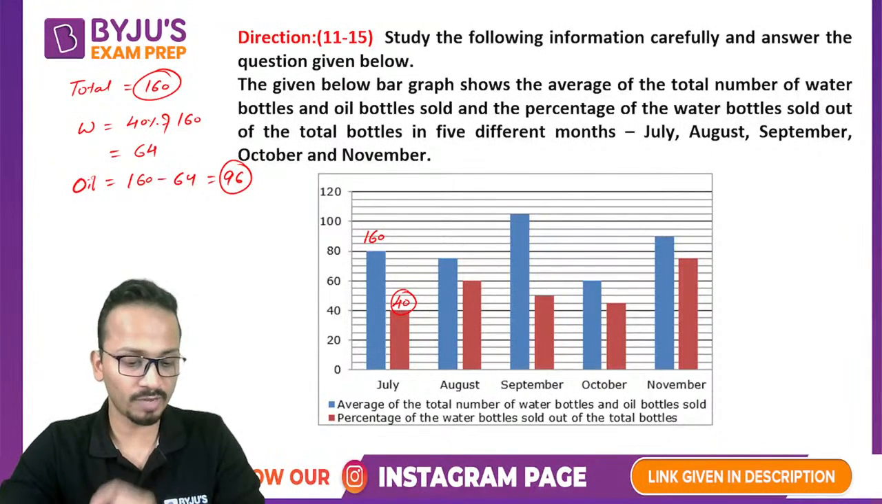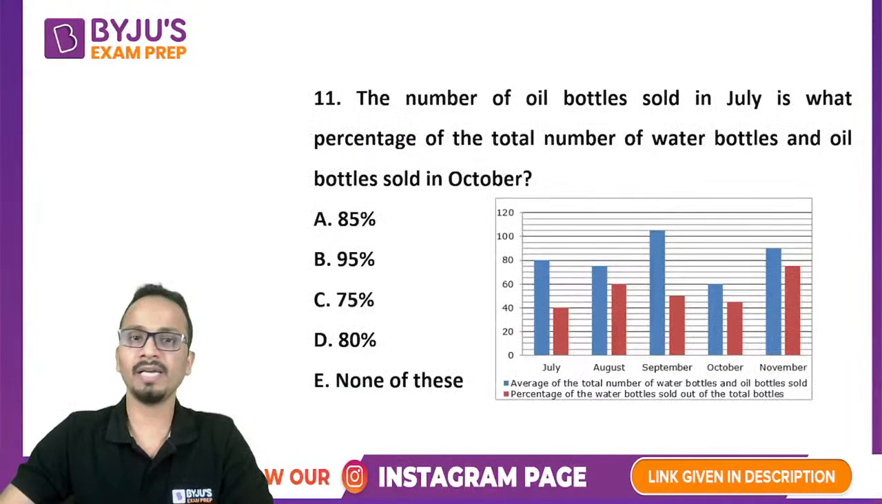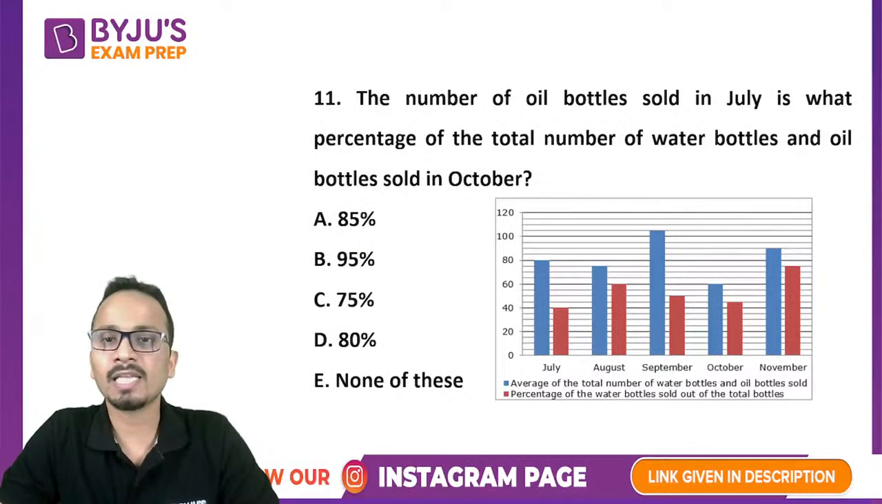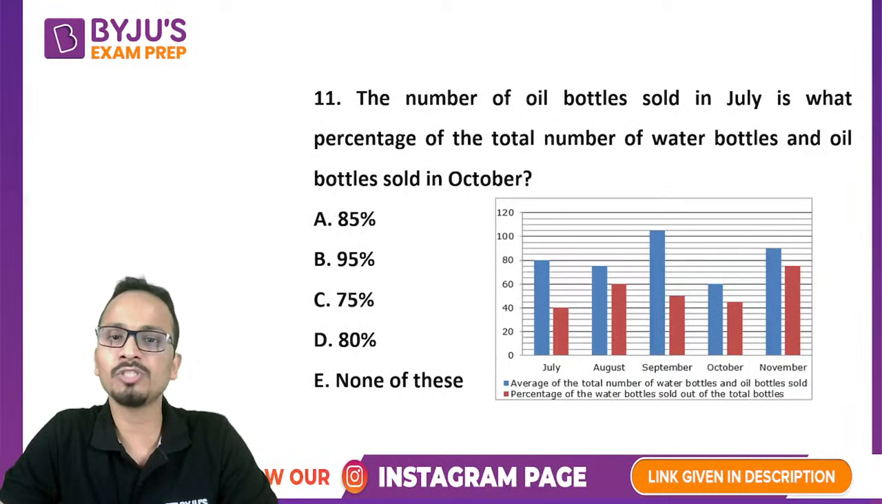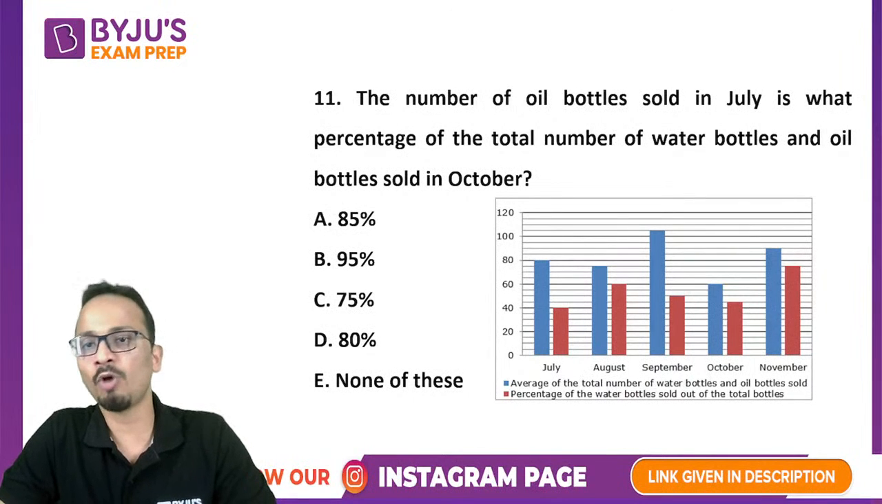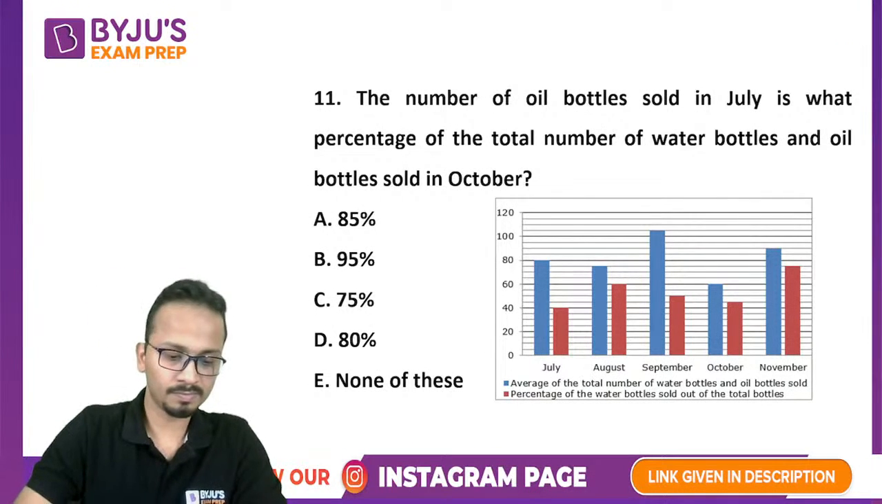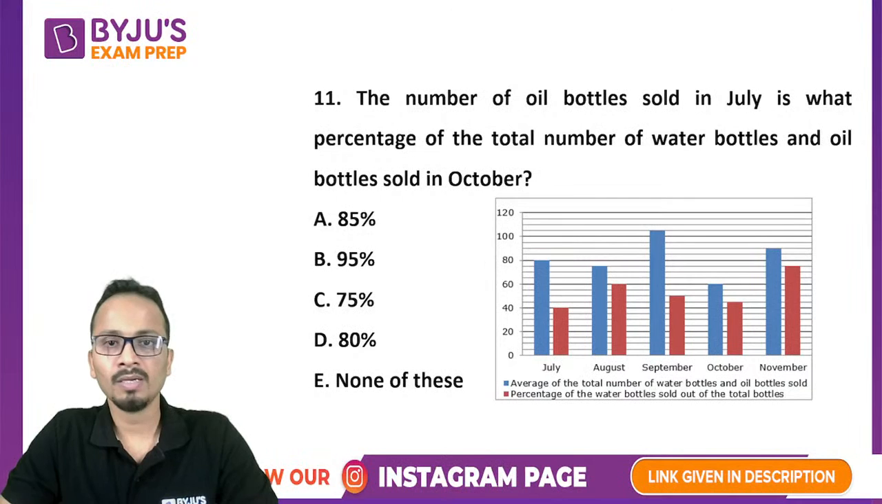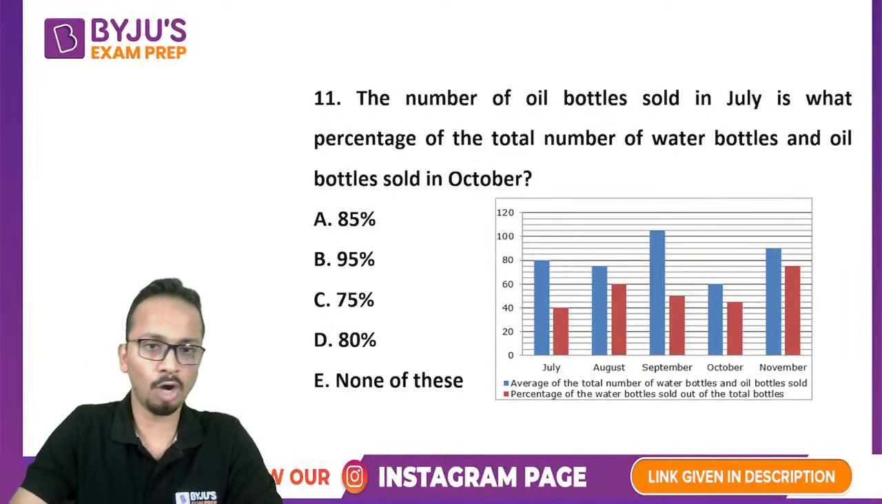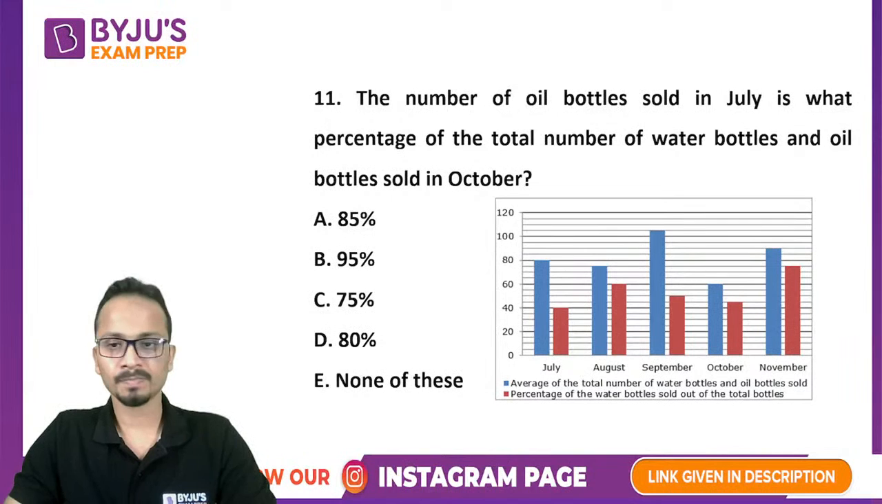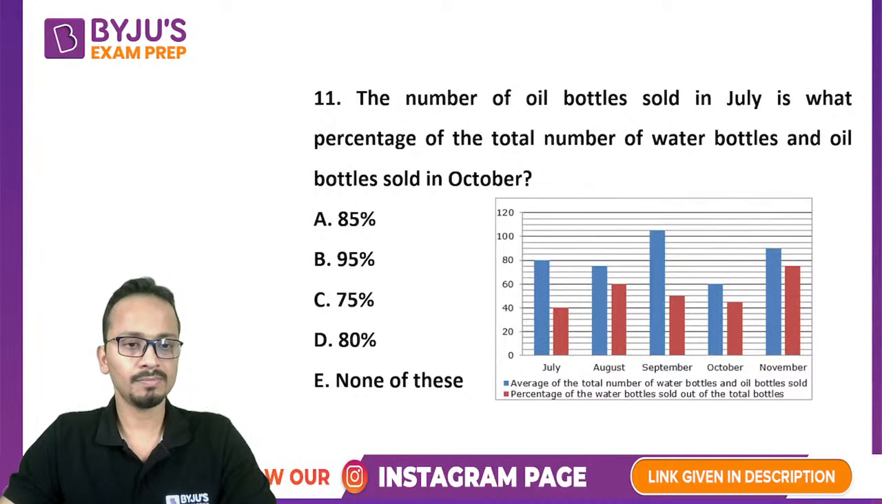Now be careful with whatever I've explained here. Question number 1 for this set: the number of oil bottles sold in July is what percentage of the total number of water bottles and oil bottles sold in the month of October? Careful. Option A, B, C, D, E.